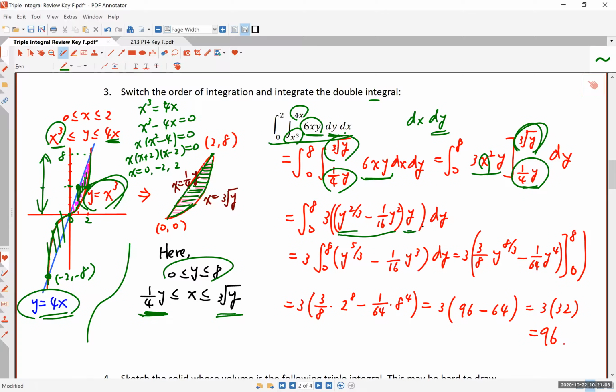You multiply both of these by y to the first power. So the 2/3 power now becomes the 5/3 power, and then this becomes a cube. You integrate this again with respect to y. So you have y to the 8/3, and then you have 1/16 times 1/4 times y to the 4th power. All right, so then you still have the 3 outside, but what is this when this is 8?